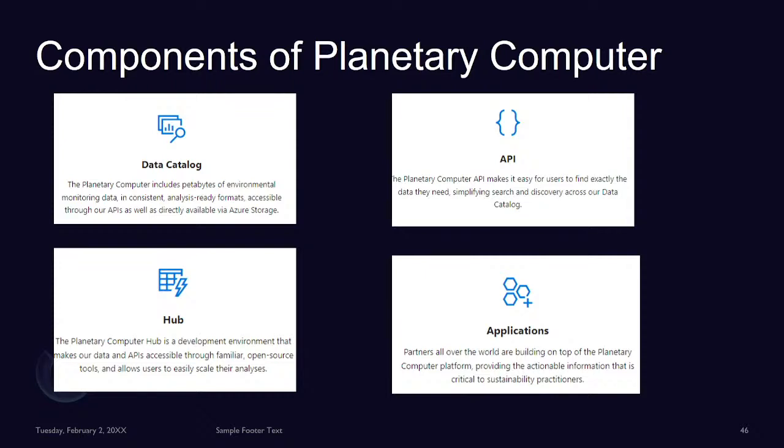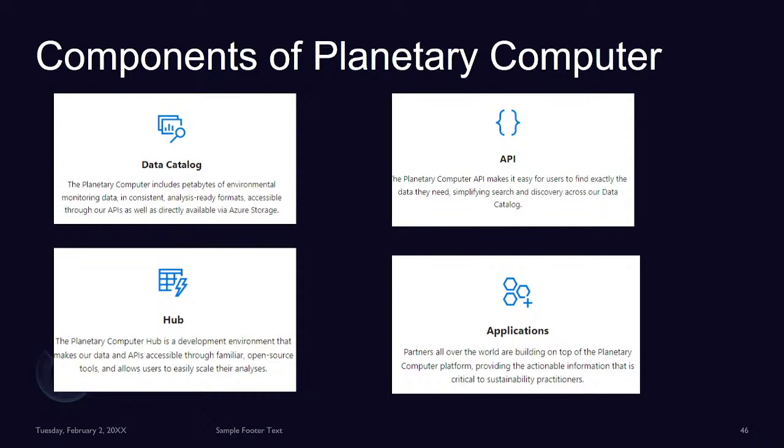So what are the various components of the Planetary Computer? If you see, Planetary Computer has a data catalog. The data catalog has details about what all data is available on the Microsoft Planetary Computer. It includes petabytes of environmental monitoring data in a consistent and analysis-ready format. So you need not do any pre-processing on the data. The data is already in a consistent and analysis-ready format, accessible through APIs.